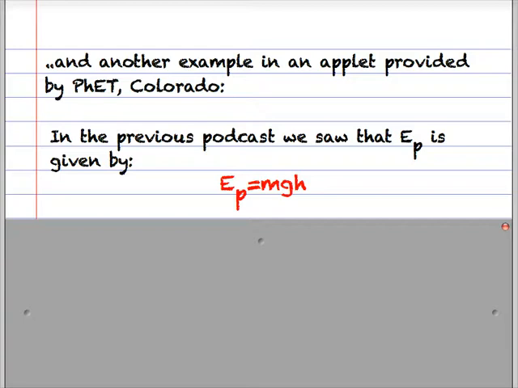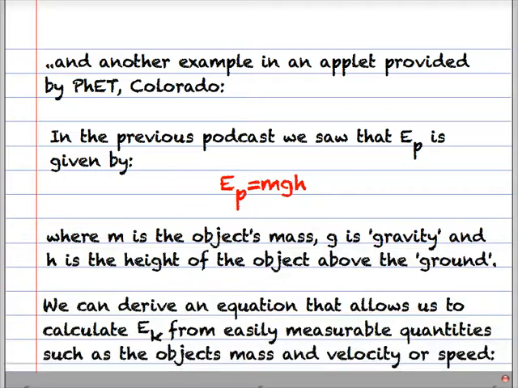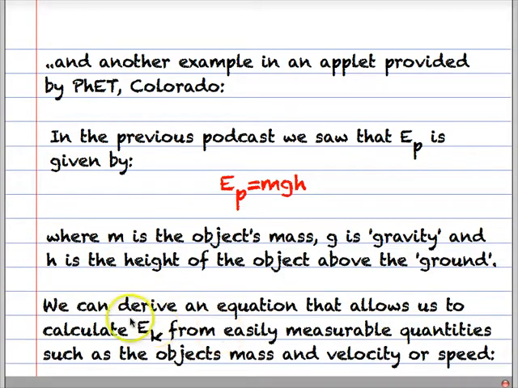So in the previous podcast we saw that gravitational potential energy can be given by mass of an object multiplied by the gravitational field strength multiplied by its height. That's gravitational potential energy. Now we can actually derive an equation that allows us to calculate kinetic energy as well from easily measurable quantities such as an object's mass and the object's velocity or speed.